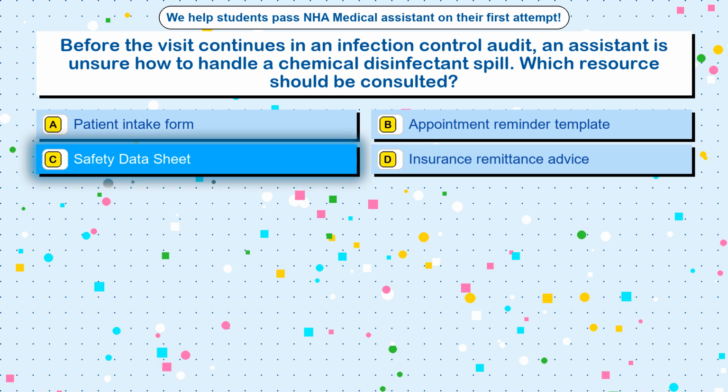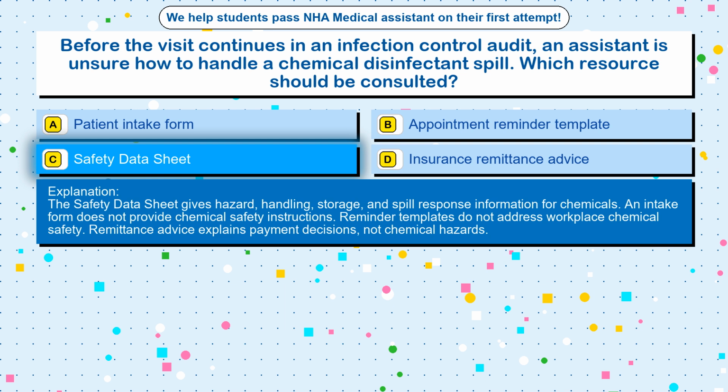The correct answer is option C. Safety data sheet. The safety data sheet gives hazard, handling, storage, and spill response information for chemicals. An intake form does not provide chemical safety instructions. Reminder templates do not address workplace chemical safety. Remittance advice explains payment decisions, not chemical hazards.